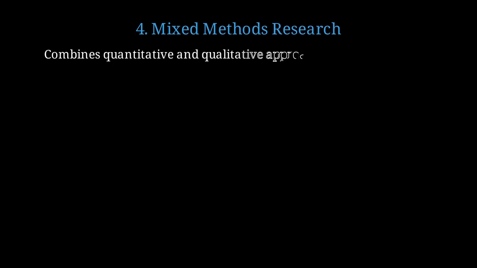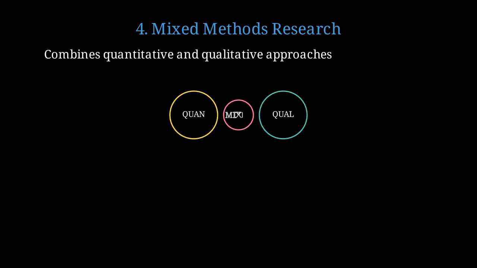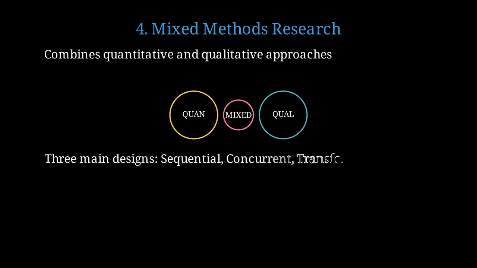Mixed methods research combines quantitative and qualitative approaches for comprehensive understanding. Mixed methods combines the statistical power of quantitative research with the depth of qualitative insights. Mixed methods creates a third space where quantitative and qualitative approaches complement each other. There are three main mixed methods designs: sequential, concurrent, and transformative.